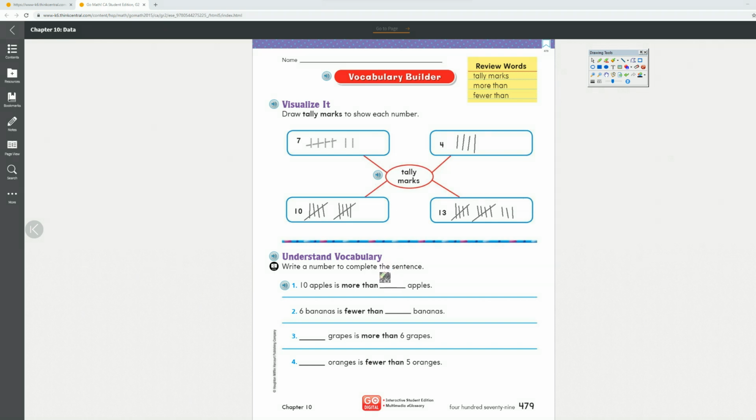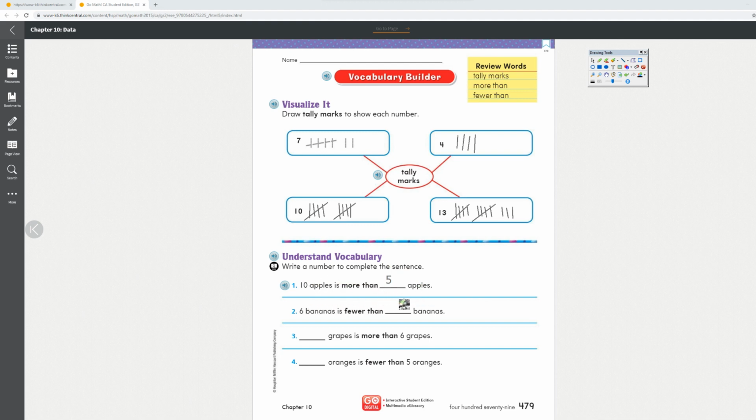Alright students, let's go over the answers. So number 1 will be 5 apples. You can put really any number, anywhere from 1 through 9. So 10 apples is going to be more than 9 apples, or 8 apples, or 7 apples, all the way down to 0.